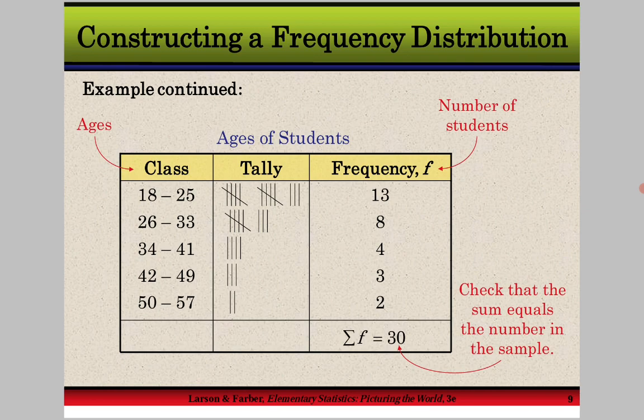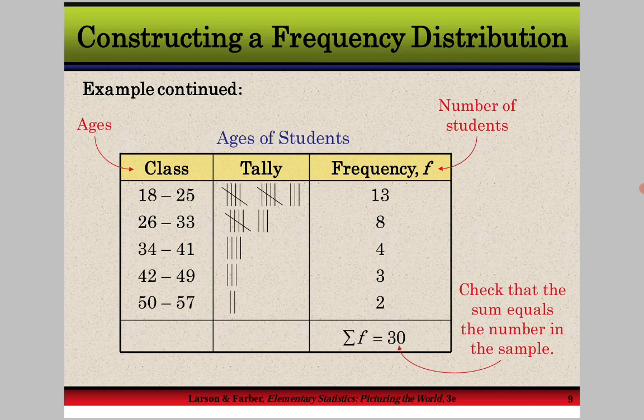The total number of tally items is called the frequency. So what is the frequency? Frequency f means the total number of data items that fall under a particular data class range. In this example, the class is taken as 18 to 25. Generally these are ages of a class, and tally and frequency mean the number of students.